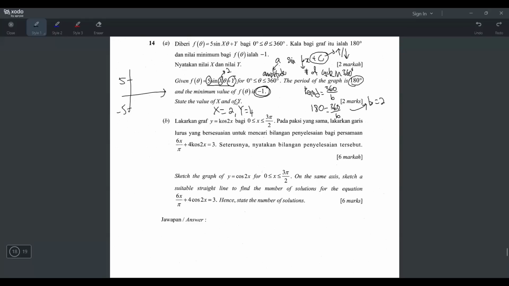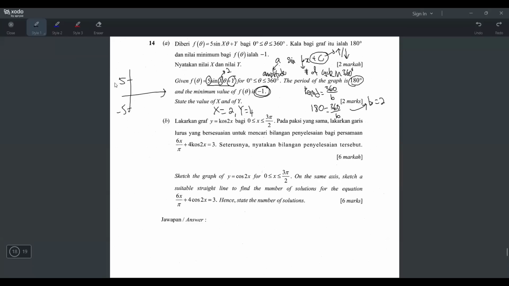If your C is 0, then your maximum and minimum values will be 5 and -5. Understand, right? Because you never move up, you never move down. But if the maximum value is like 6 and this one is like -4, it means your graph got moved up or moved down, so your C is not 0. But if it's like 7 and -7, 2 and -2, 3 and -3, then confirm the C is 0.